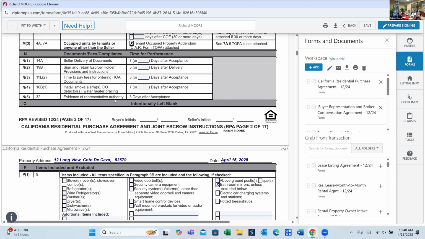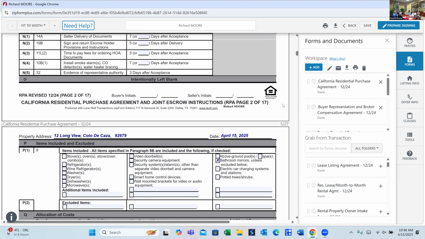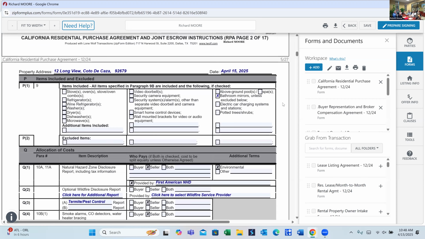And then evidence of representative authority. So there's a corporation that made an offer on the property, it's been accepted. So at 3 days after acceptance, they have to provide proof that whoever signed has authority to act on behalf of that entity. Or it could be a family trust, for example. If it's a family trust, you don't have to have the actual trust, you can have a certification of trust. That's acceptable also. So escrow and Tyler won't need that, but you should also have that. You should be questioning people when they're submitting an offer on behalf of an entity.